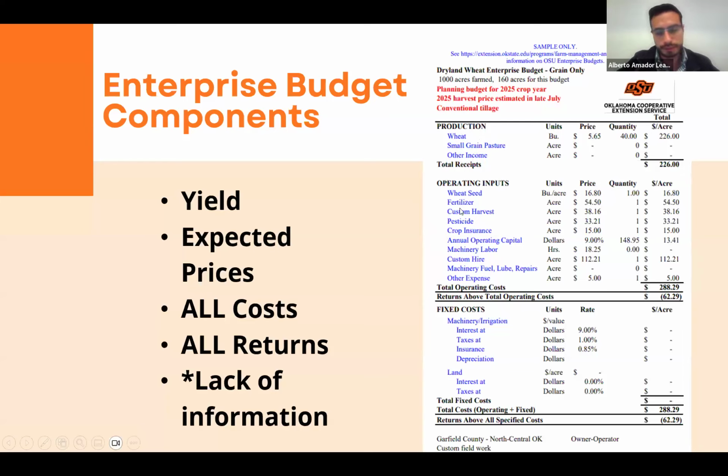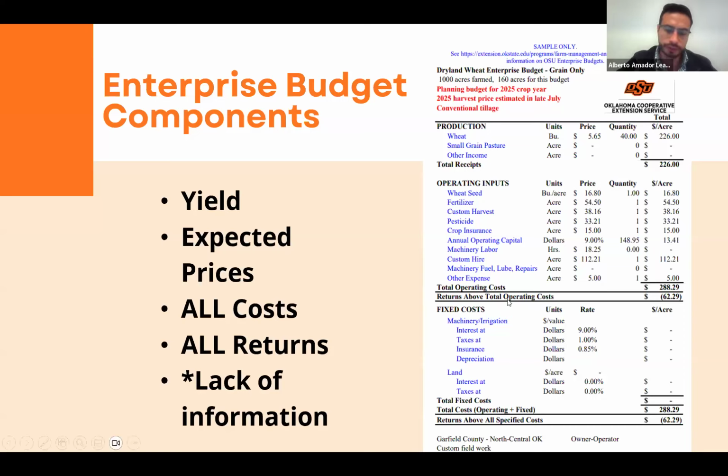Then our costs. They are split into operating cost or variable cost and fixed cost. Again, we have to be careful with the units. Units could be tricky to calculate the accurate costs. So we have the unit, price, quantity, and the price per acre. This is for wheat, so it's acre, but you can do it for bushels or tons. So you can choose the unit.